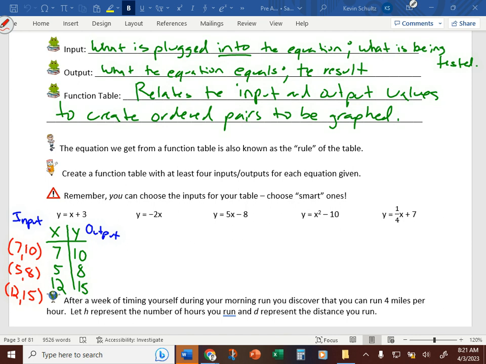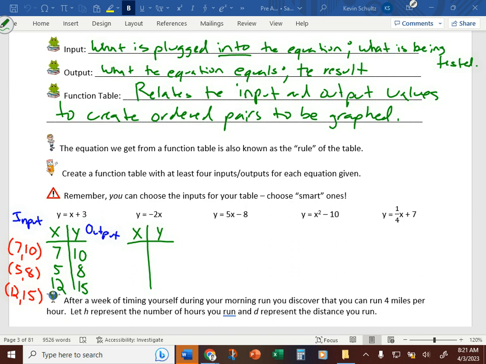Okay. Let's make an input output table, a function table for the next one here. y equals negative 2x. I keep meaning to write in green, but I keep grabbing the black marker. So, what do you want x to be? Adrian, pick a number. 4.